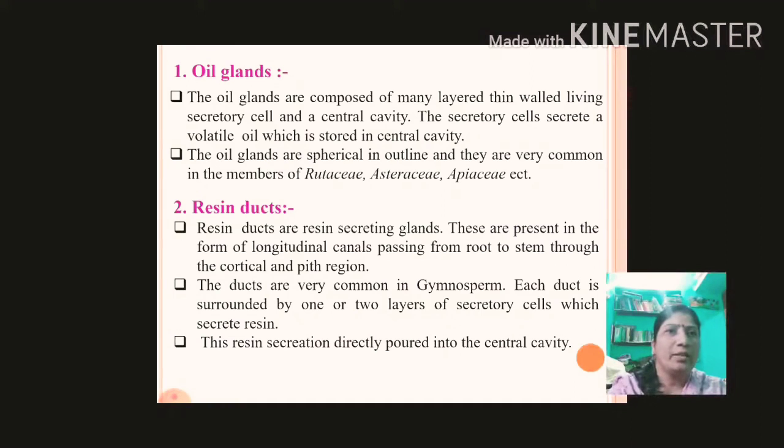Then what are oil glands? They are composed of many layers of living secretory cells and a central cavity. The secretory cells secrete volatile oil, which is stored in the central cavity. The oil glands are spirally arranged in the outer layer. They are very common in Rutaceae, Asteraceae and Apiaceae. These families have oil glands, producing oil-like substances.